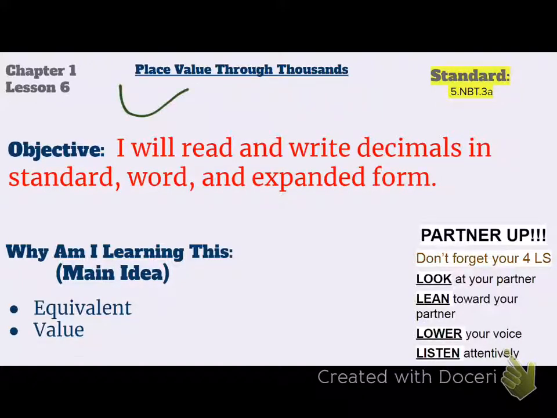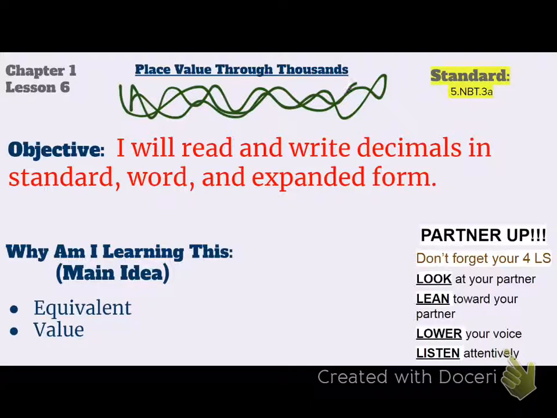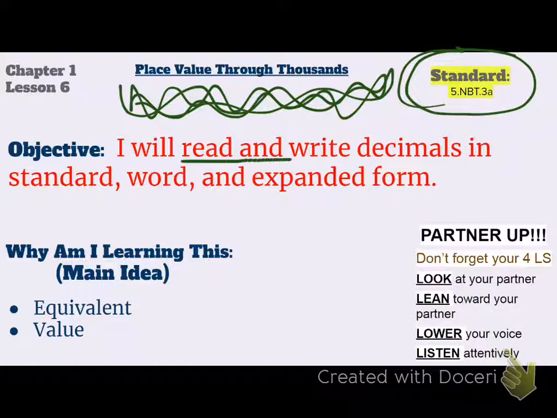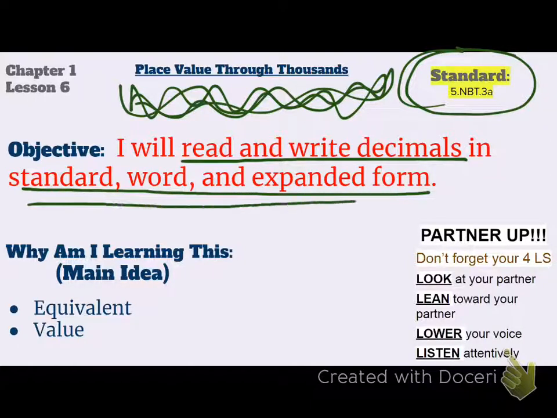We are now in Lesson 6, which is dealing with place value through the thousands. You can also see that we have a standard here, a 5th grade standard. It's something you have to learn in 5th grade to be ready for the math that's coming your way. I'm hoping today you'll be able to read and write decimals in standard, word, and expanded form. So again, I'm hoping you can read decimals correctly, but also write those decimals in digits, standard form, words, or maybe expand that number out so we can see exactly what each of those place values are worth.